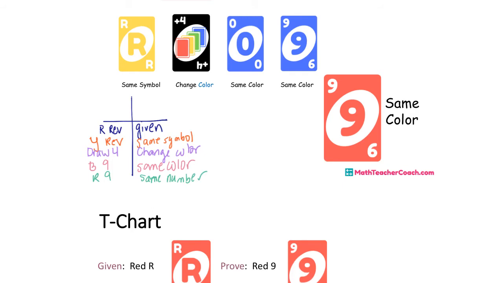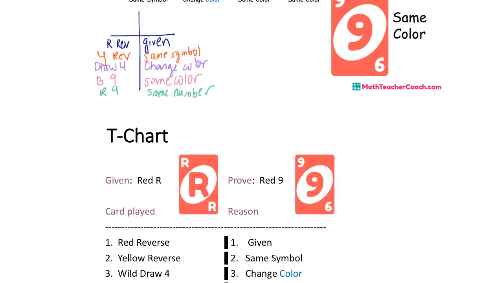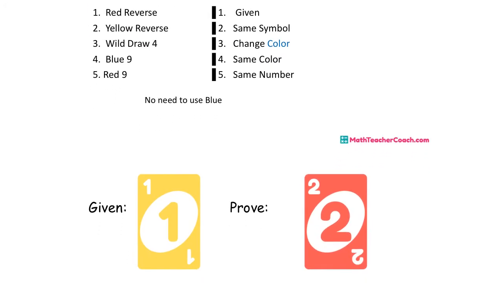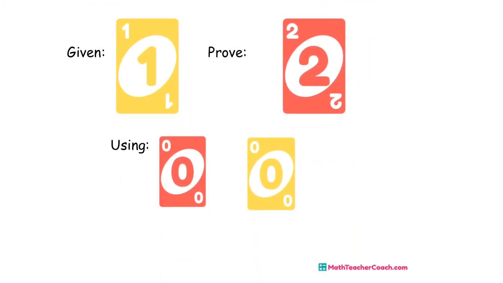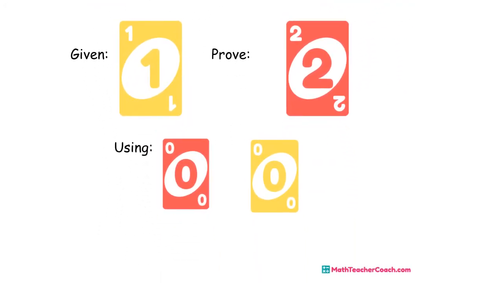All right, so we didn't have to use all the cards, but we still got from point A, the red reverse, to point B, the red 9. All right, make a little chart for this one on your own and tell me how you're going to get from yellow 1 to red 2 using only a red 0 and a yellow 0. Pause it here and try it out.